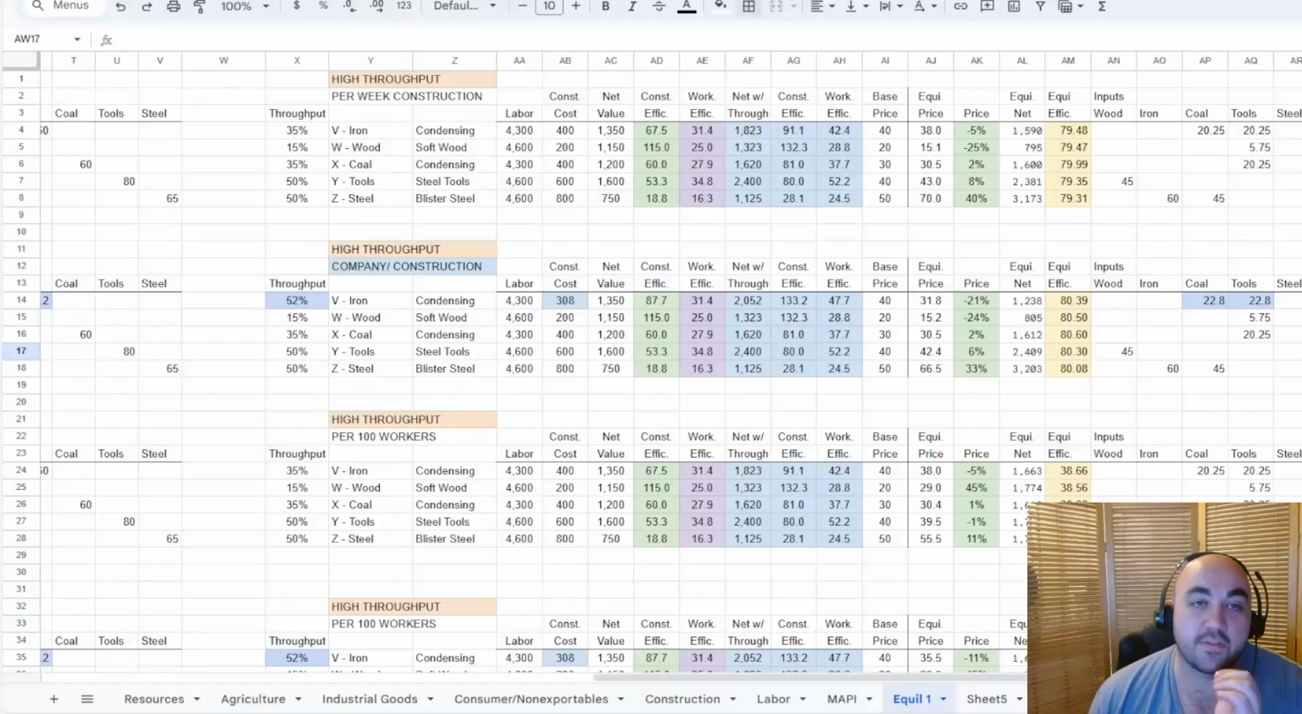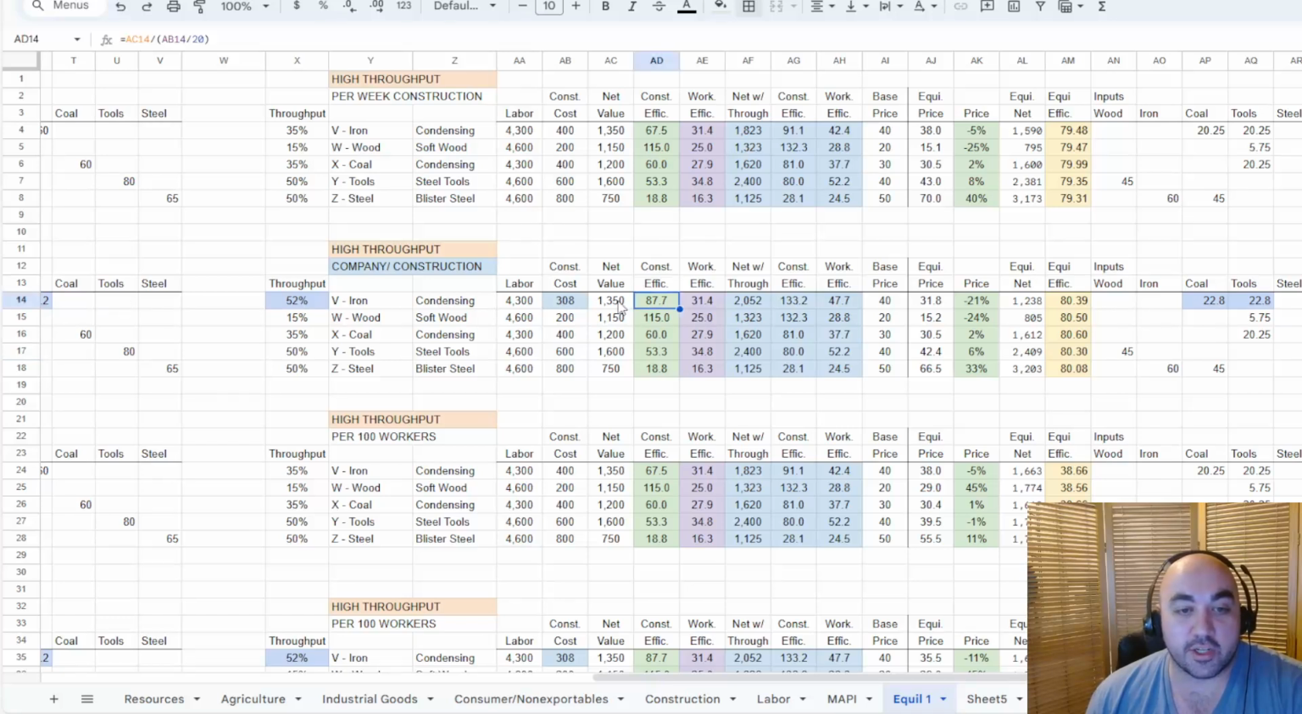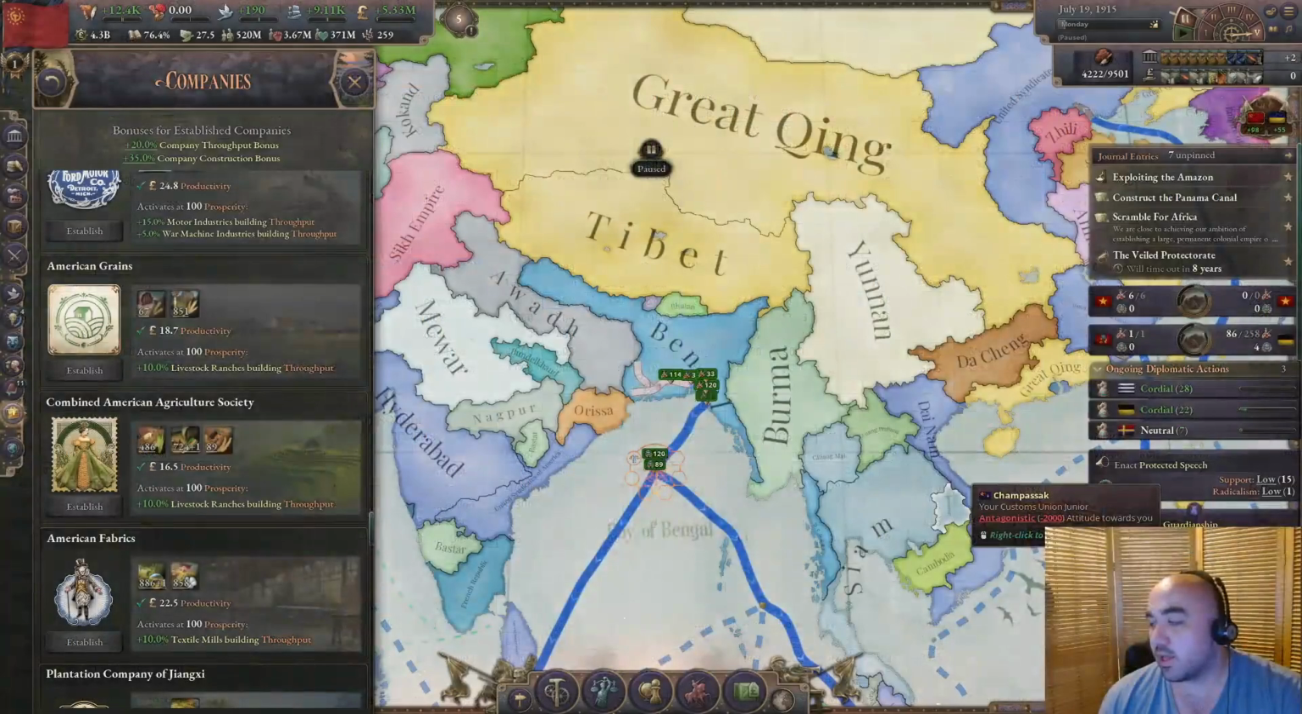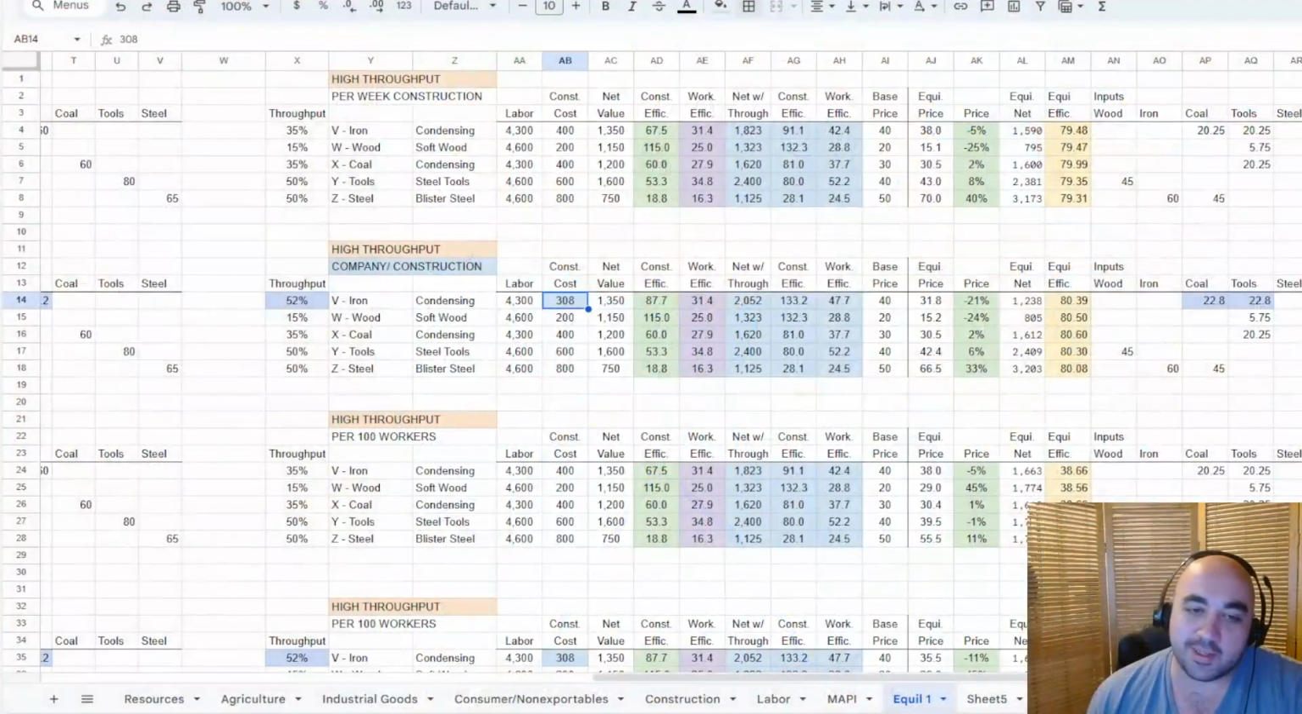Okay, so now let's focus in on the second benefit of a company, right? Which is that they give you construction efficiency. The construction cost of the iron is actually only going to be 308 because we are getting extra efficiency. Now, efficiency, just like throughput, you're probably going to have some things that are giving you construction efficiency modifiers, and it won't just be what you get off of the company. Like if we come in here, you can see 35% construction bonus, and so it's maybe not the best indicator, but we do have it here with 35% construction efficiency.